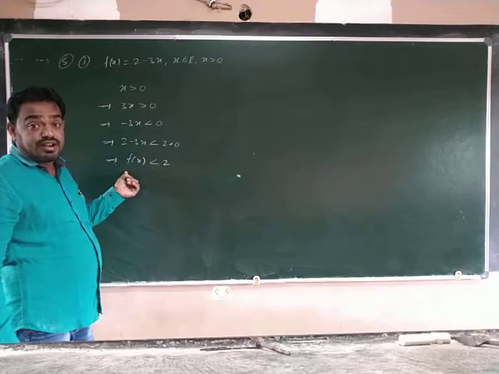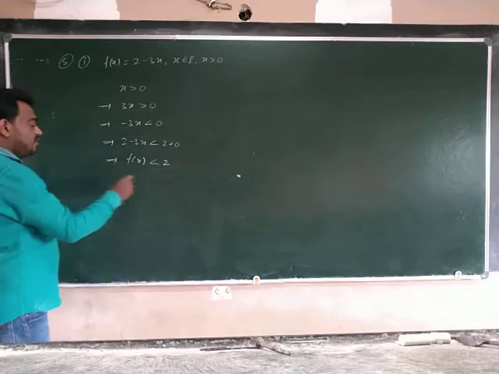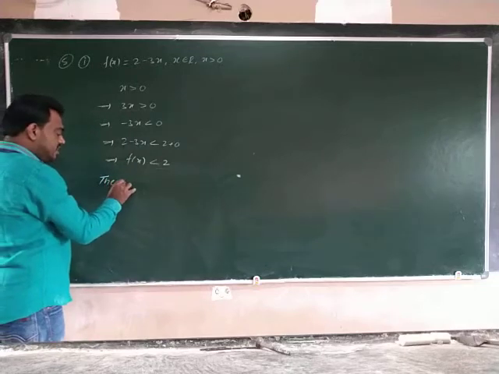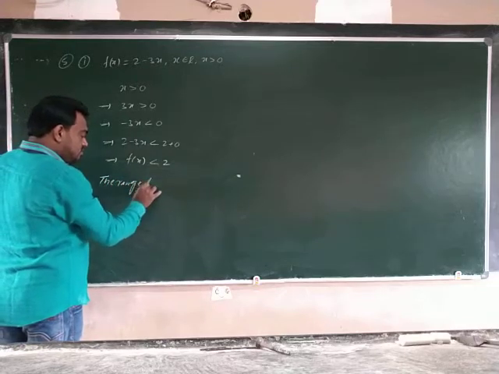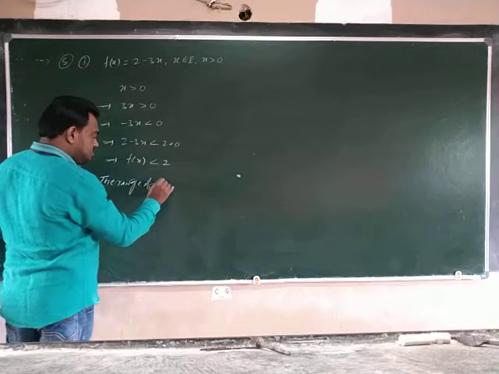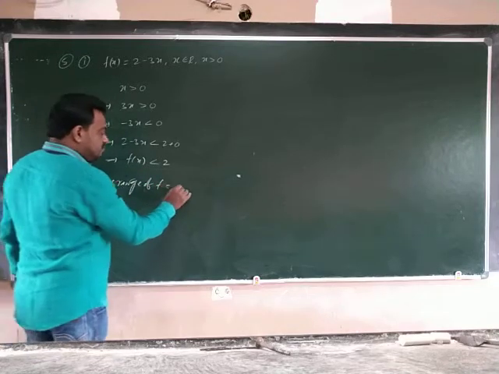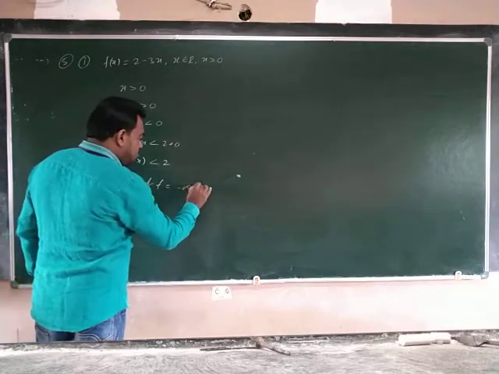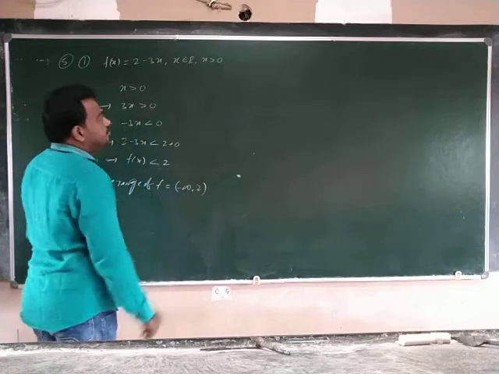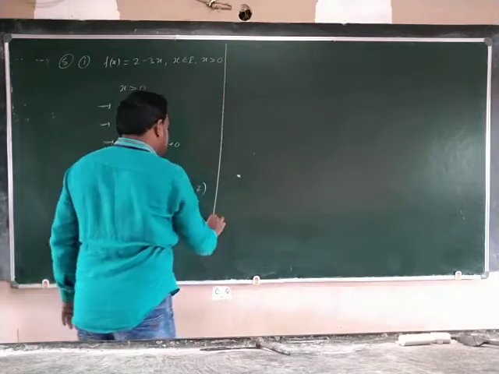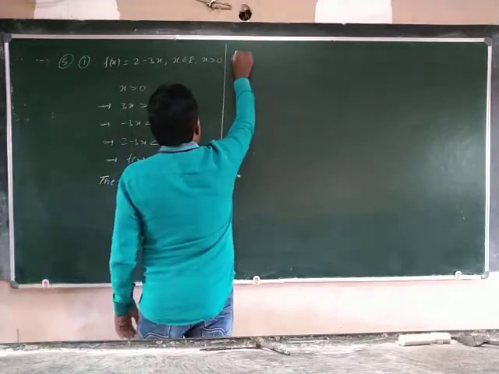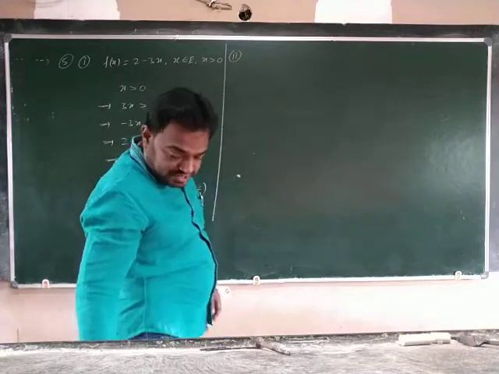Those values are called what? Range. Therefore, the range of f is equal to minus infinity to 2, open interval. This is the solution. Next, the second one. What is the second one?